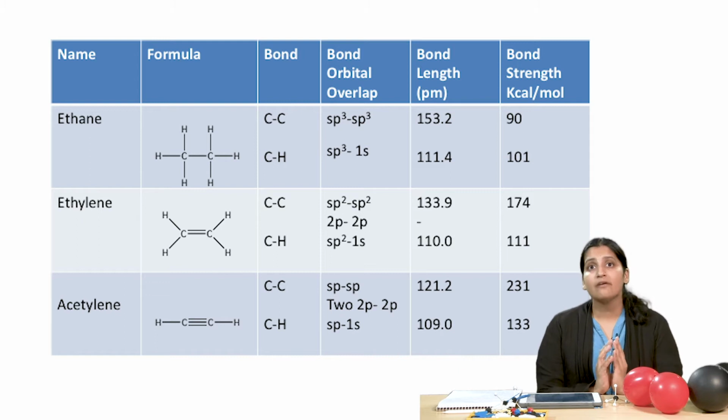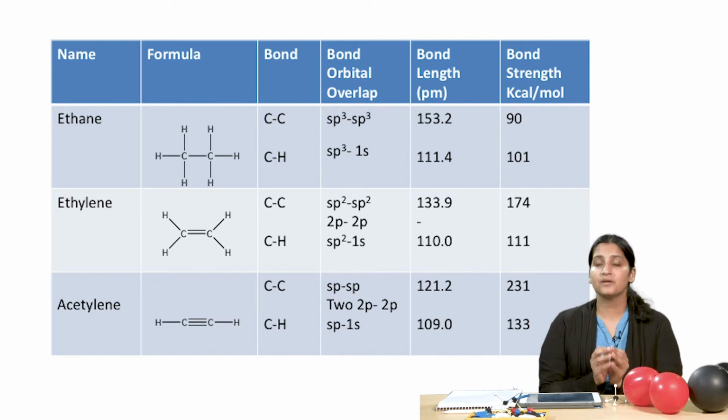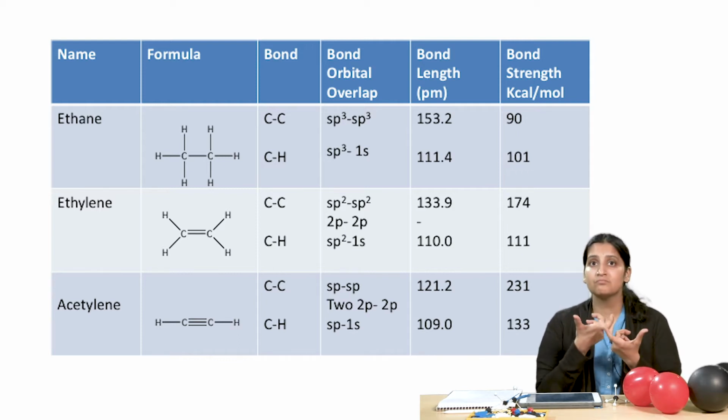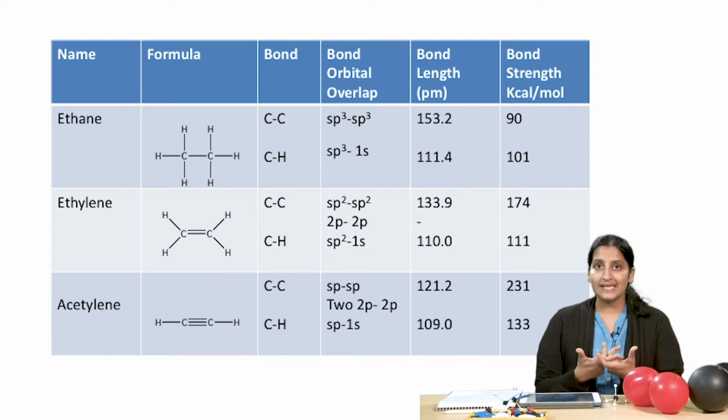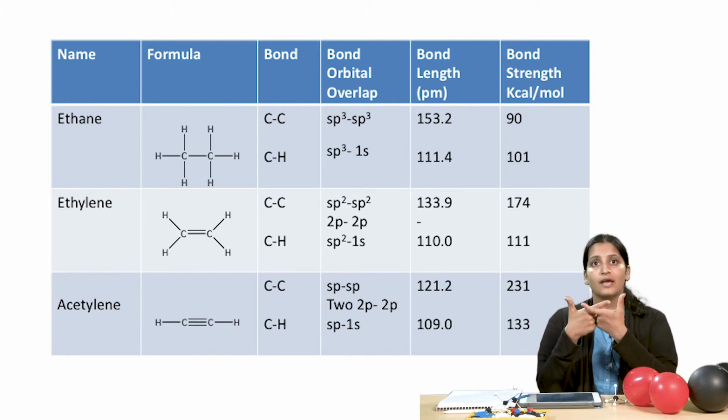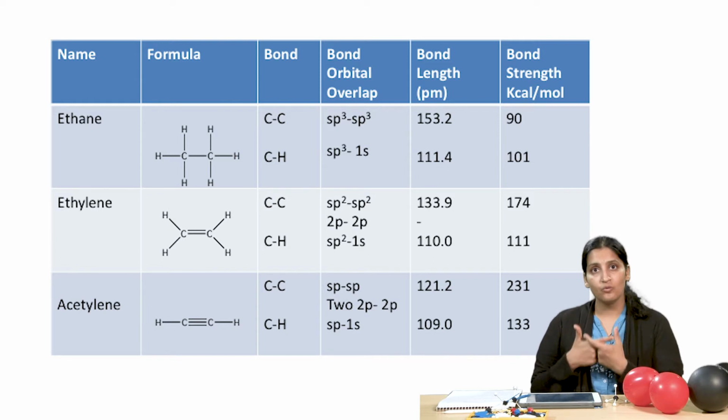So for example, having more s character in sp hybridization allows that carbon to have a better overlap with the hydrogen, and also it allows that particular carbon to have a stronger overlap. So an sp-sp bond is much stronger as compared to an sp3-sp3 bond. You can see that because of this, the bond length of the sigma bond in the case of sp3 versus sp2 versus sp hybridization also changes, and also the bond strength varies with that.